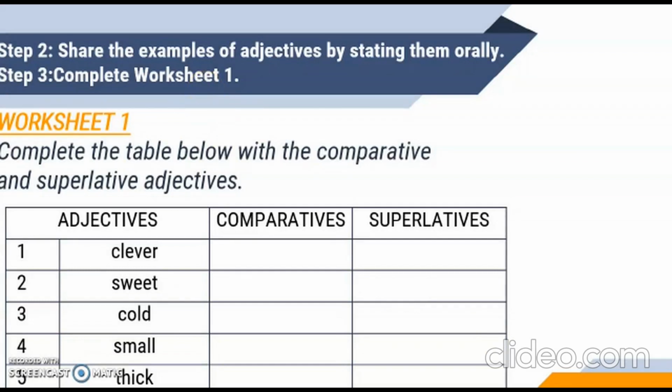They have to state them orally before they complete the first worksheet in the third step. Here is the example of the first worksheet. They have to complete the table with the comparative and superlative adjectives. By doing this, it allows the learner to review what they have learned in the previous lesson.